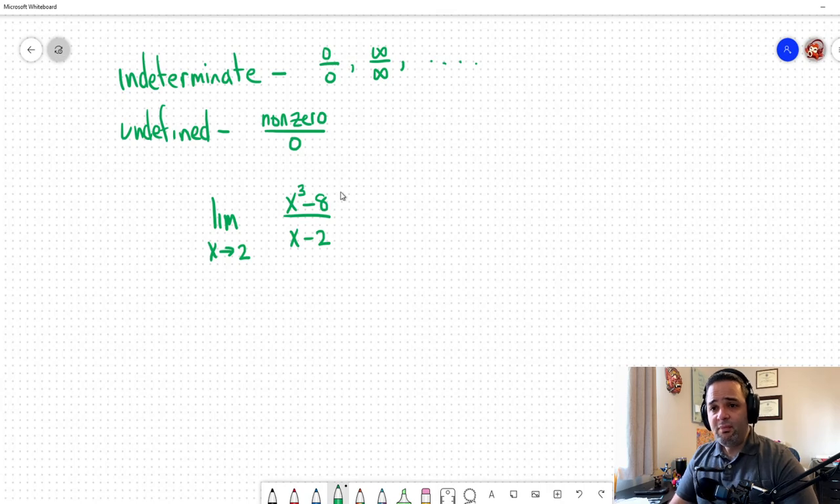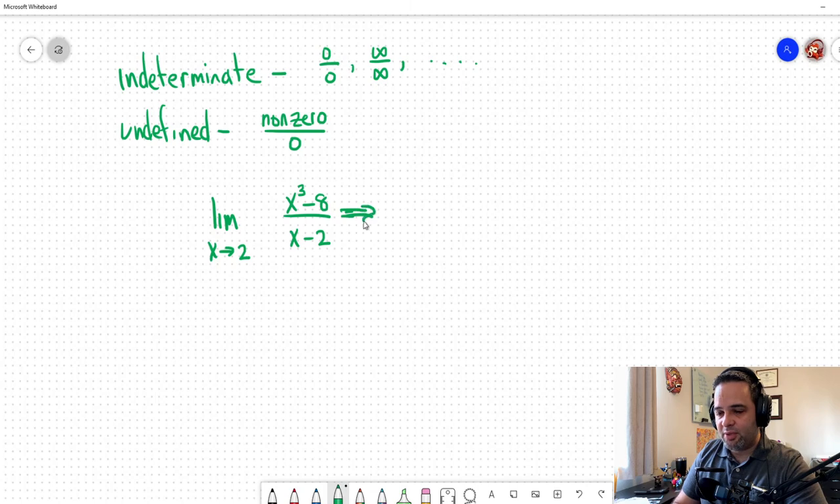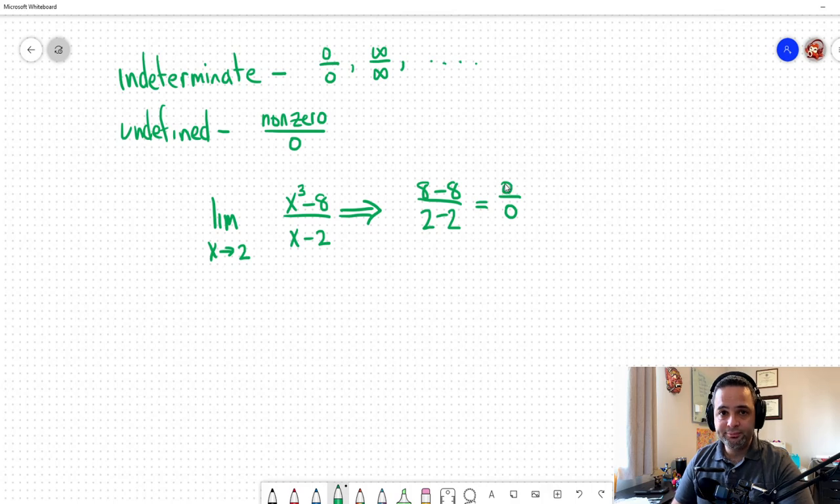Now, if I were to directly plug in 2, which we shouldn't be doing because that's not what a limit says to do, but if you were to directly plug in 2, I'm going to get 8 minus 8 over 2 minus 2, which is my indeterminate form.